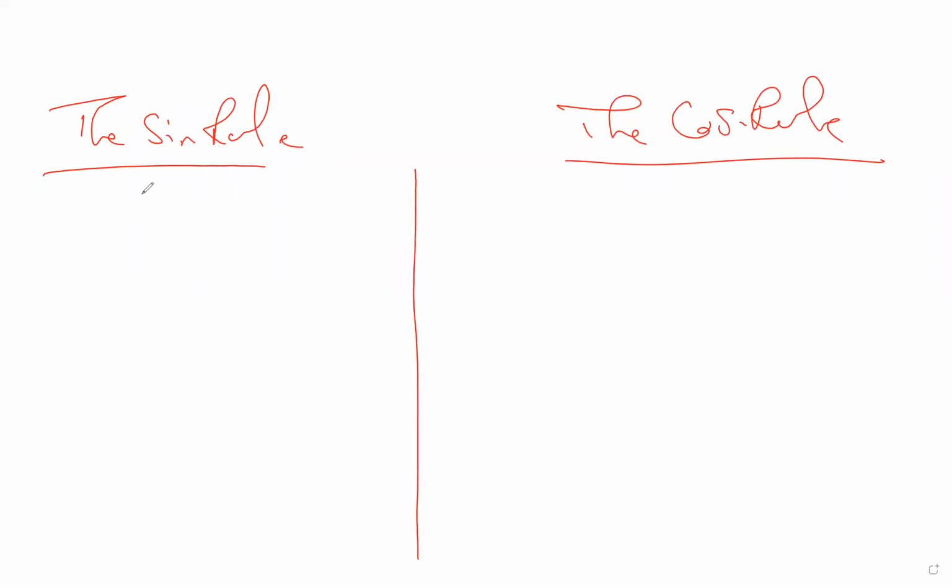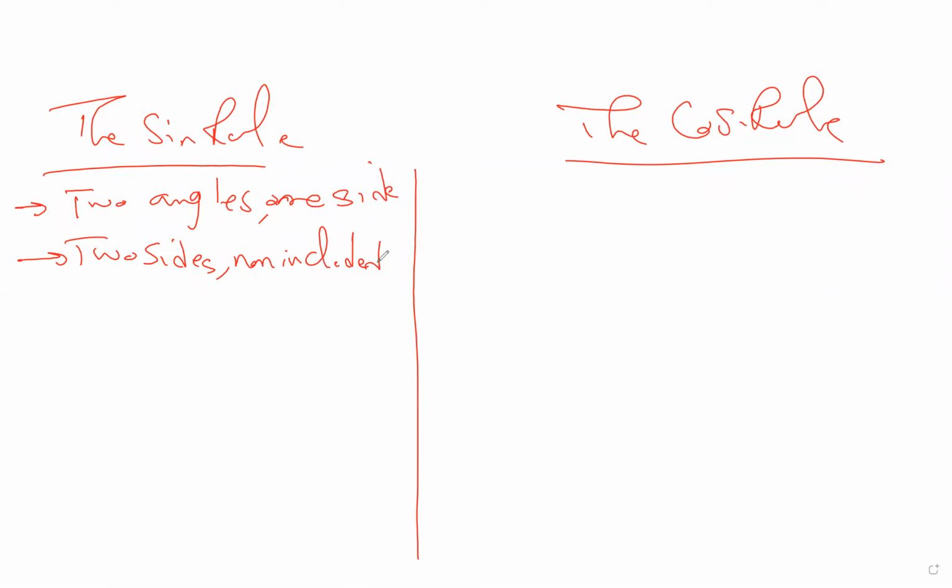We use the sine rule if we have two angles, the measures of two angles, and the length of one side. Or if we have two sides and a non-included angle.